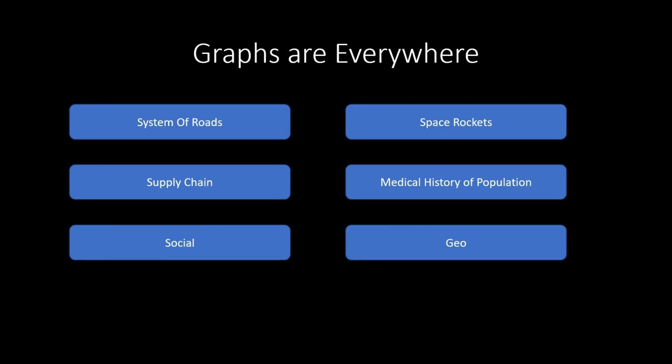Graphs are everywhere. A wide range of scenarios can be expressed using graphs, such as systems of roads, supply chains, social graphs, space rockets, medical history of a population, and geo-representations. The data around us are highly connected, and if we start visualizing it, we'll see the huge application of graphs and thus graph databases.